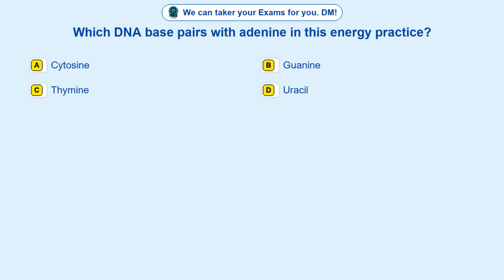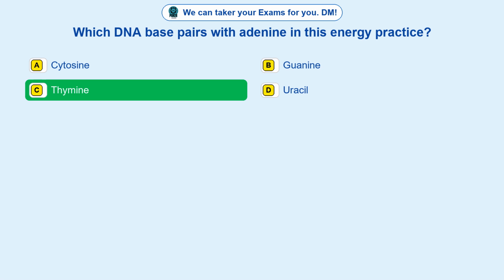Question 7. Which DNA base pairs with adenine in this energy practice? Option A, cytosine. Option B, guanine. Option C, thymine. Option D, uracil. The correct answer is option C, thymine.